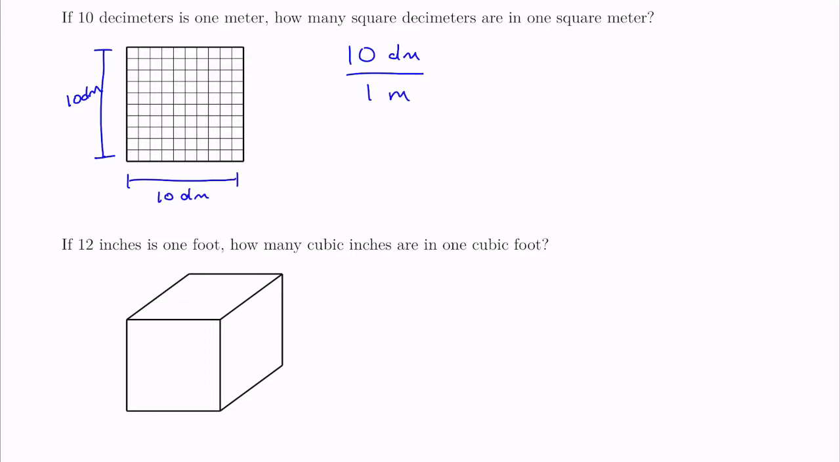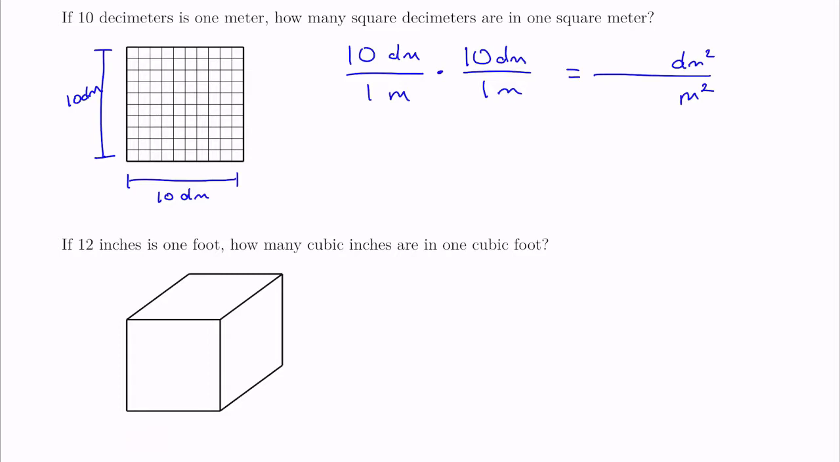Knowing that we want to somehow get from a relationship between decimeters and meters to square decimeters and square meters, we can set up the beginning of an equation. We know that we're starting with 10 decimeters over 1 meter as a unit factor, and we know in the end we want to get something that involves square decimeters and square meters. The way to move from this linear unit relationship of 10 decimeters is 1 meter to something involving square decimeters and square meters is to multiply by the same unit factor. So we'll multiply that 10 decimeters over 1 meter by another 10 decimeters over 1 meter.